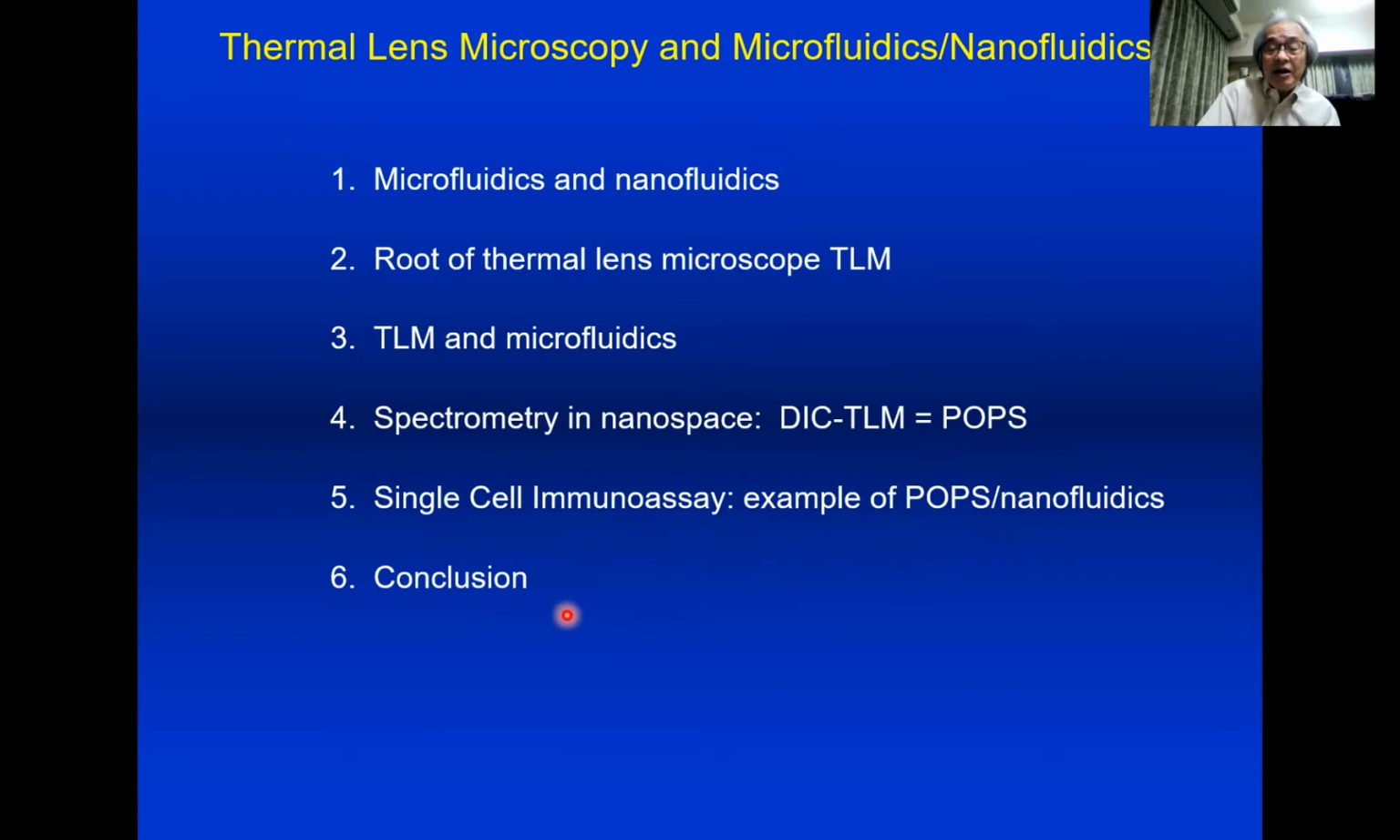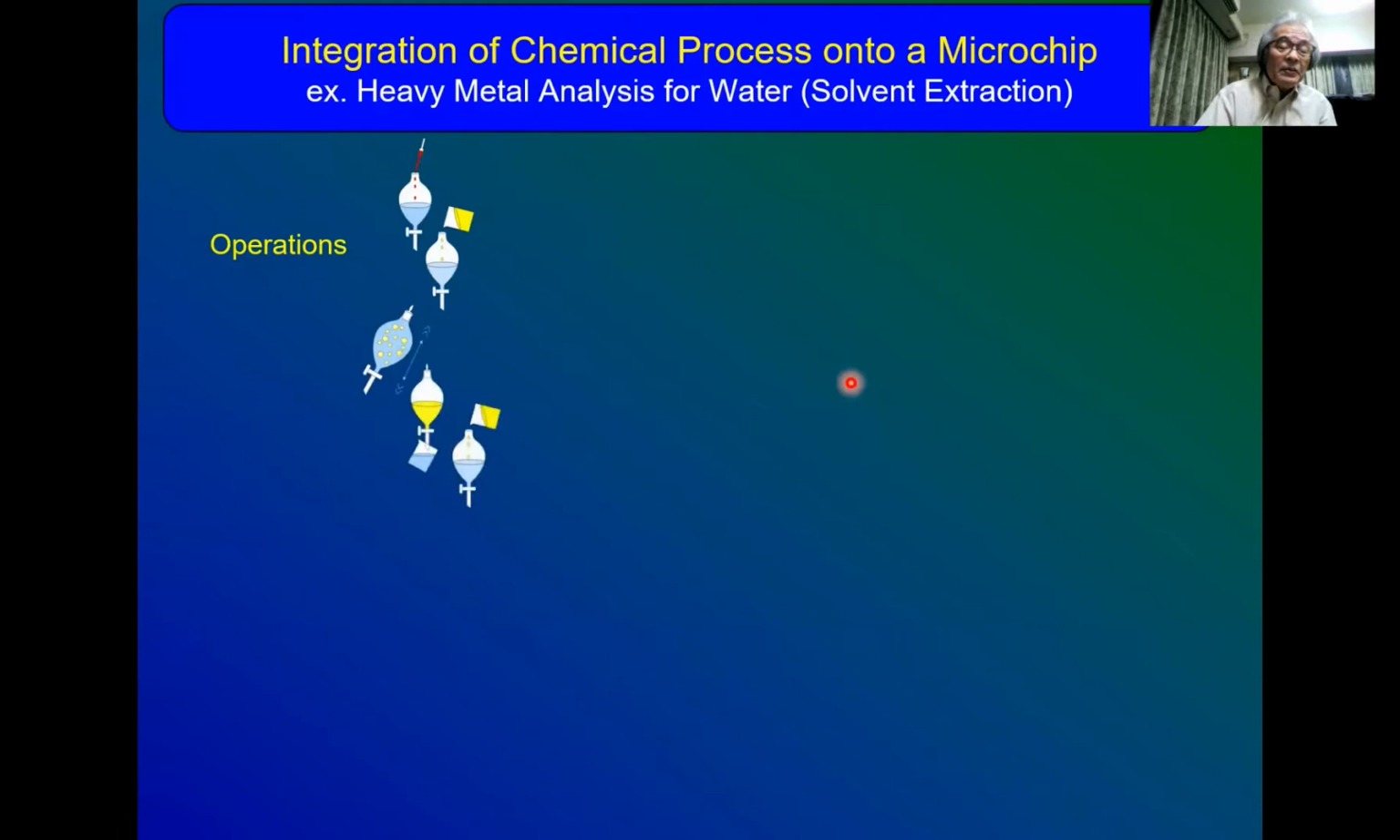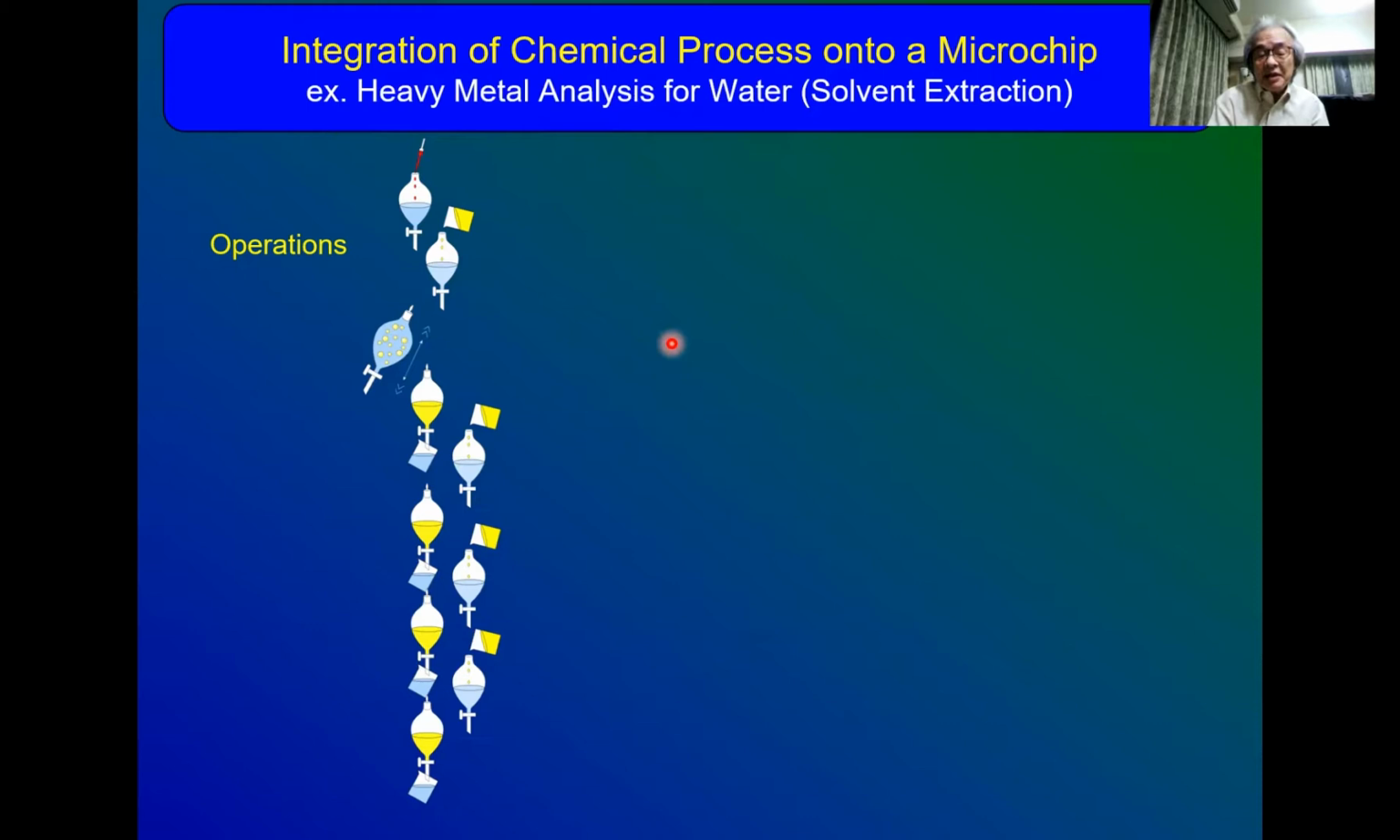Now, the first two topics are microfluidics and nanofluidics. This illustration is a very typical chemical experiment. Your backgrounds may be scattered; someone is from chemistry and also biology. People from chemistry and biology don't need this kind of explanation. However, if your background is not chemistry, then I'd like to mention something about the unit operation.